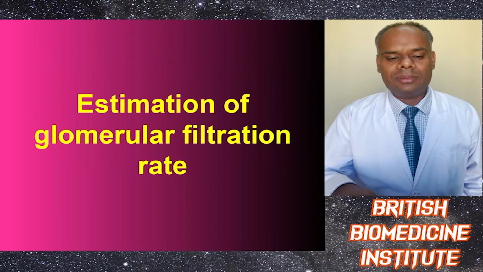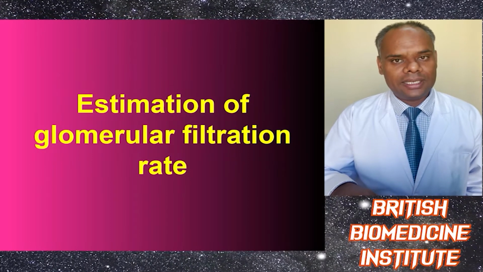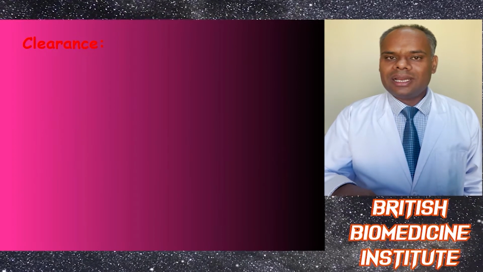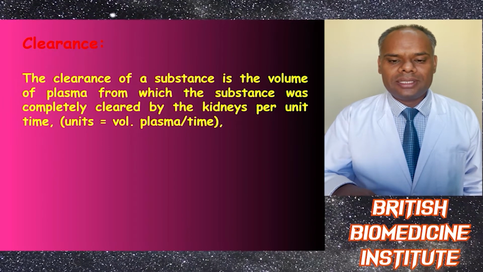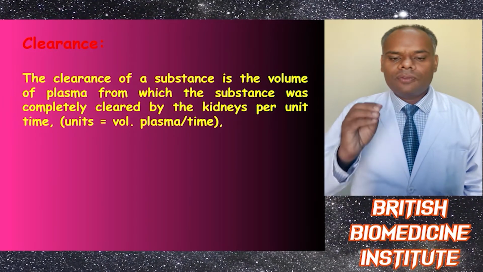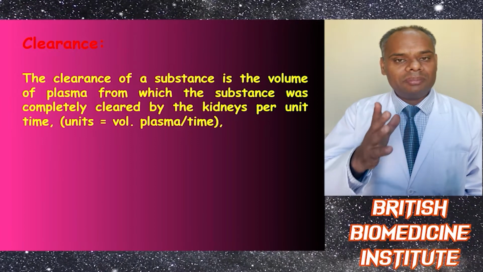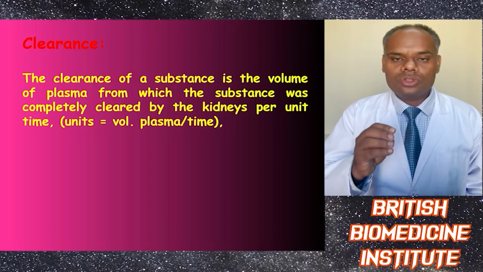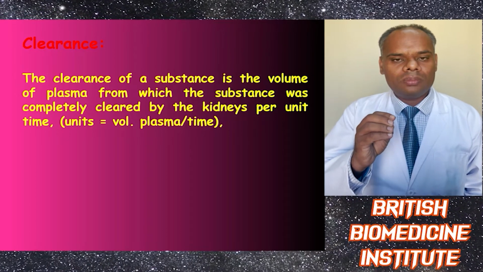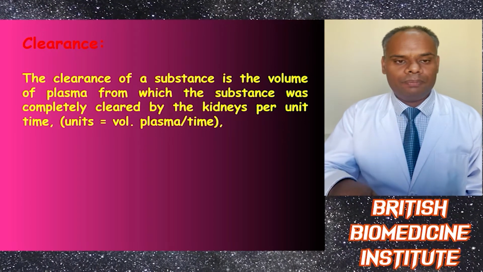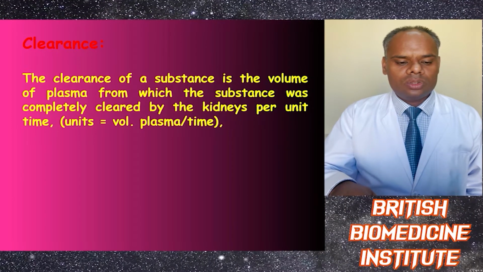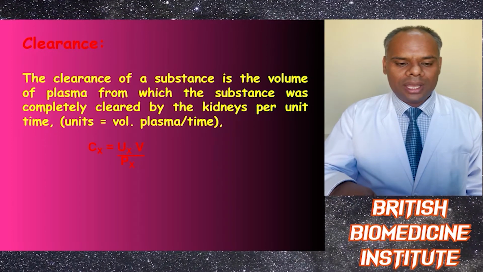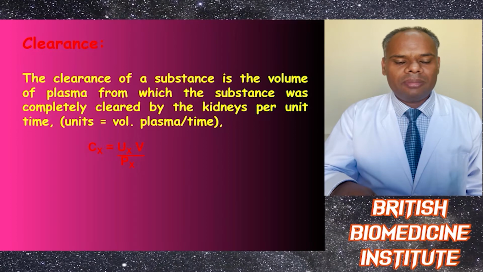So now comes the estimation of glomerular filtration rate. Basically, clearance of a substance is the volume of plasma from which the substance was completely cleared by the kidney per unit time. So the units are volume of plasma per unit time. So Cx equals Ux times V divided by Px.